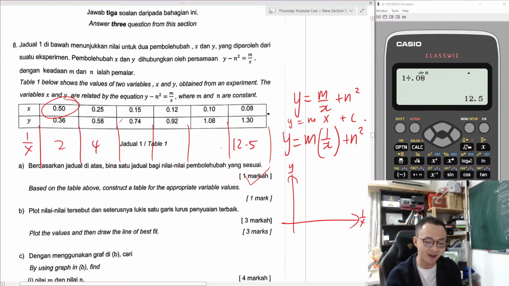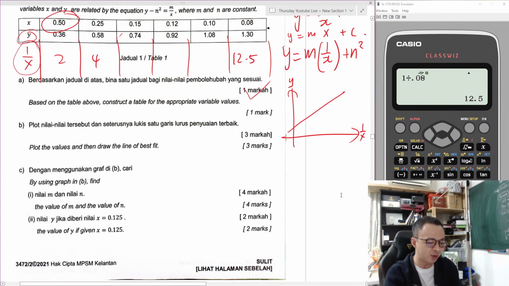After that, they will ask you to plot. So you are going to use y and 1 over x to plot your graph here. According to this, I will assume your line will look something like that. Then after that, they ask you to find the values m and n. They give you 4 marks and then only find the value y.